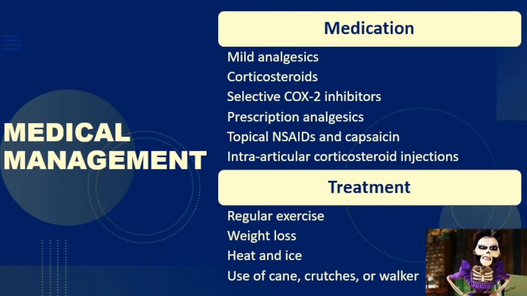Treatment: regular exercise, but not, of course, too much exercise. Then weight loss would be recommended. Then the application of heat and ice, alternating heat and ice, class, to relieve the pain experienced by your patient. And then educate your patient on the use of assistive devices. This is not the time of their life wherein they can deny that they need assistive devices. This time they would need to have assistive devices, may that be a cane, a crutch, or a walker, because, class, without the assistive devices, their risk for falls would be increased. So they need assistive devices as support.